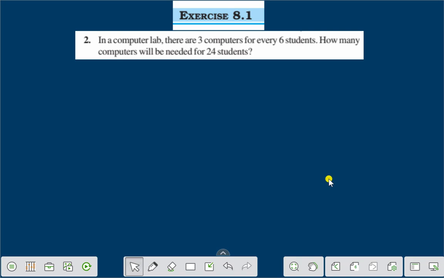Hello everyone. Today I'll discuss exercise 8.1 question number 2. In a computer lab, there are 3 computers for every 6 students. How many computers will be needed for 24 students, right? Here we will solve in this way. We will solve by unitary method, right? Let us find.